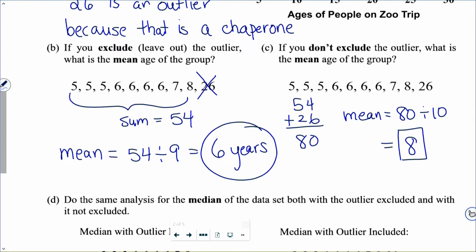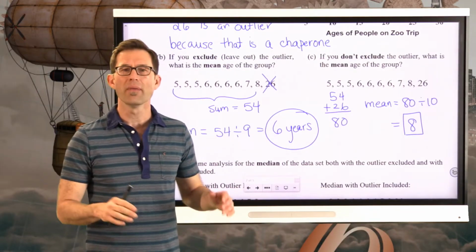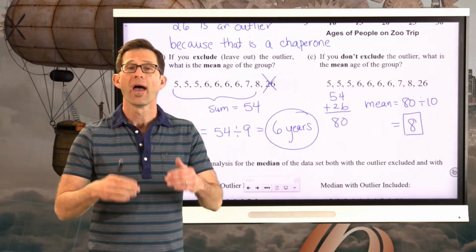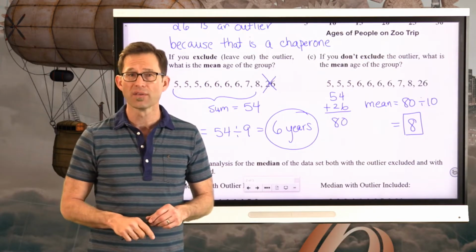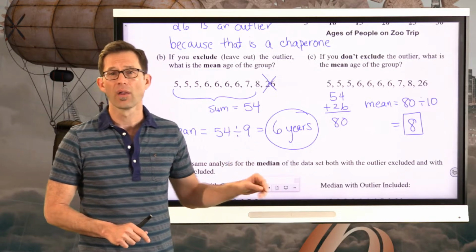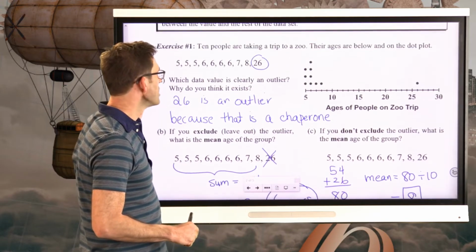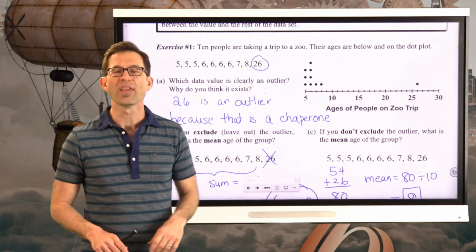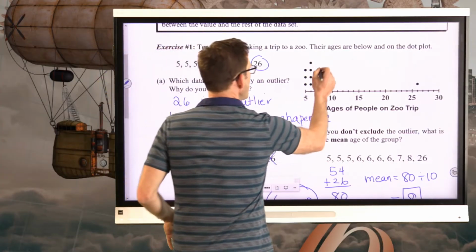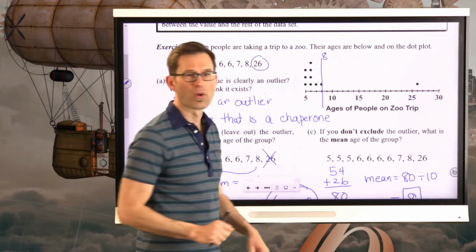Now, before we go on and take a look at the medians, I really want to point out why it would make more sense, if we wanted to really answer the statistical question, how old are the people who went to the zoo on this trip, why we might want to exclude the outlier instead of including it. It would be a little weird looking at this dot plot to say that the average age, the mean age, was 8 years old. Here is 8. There's 8 on the number line.